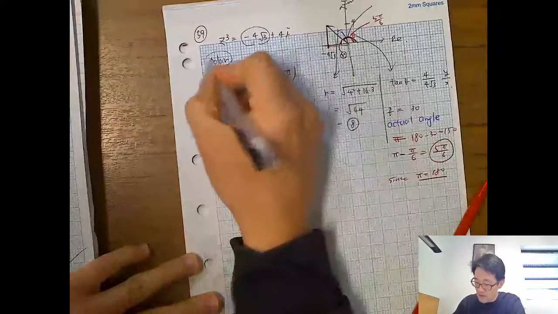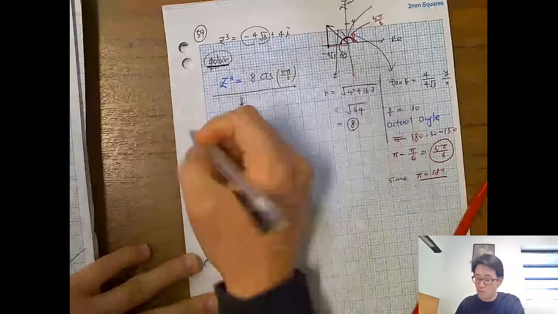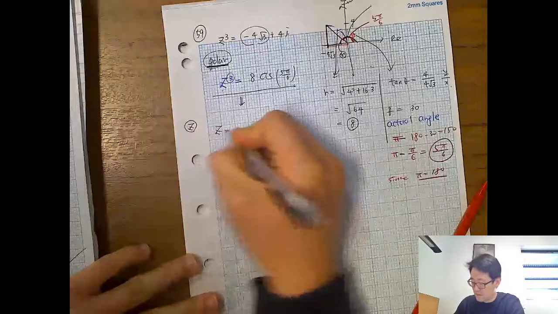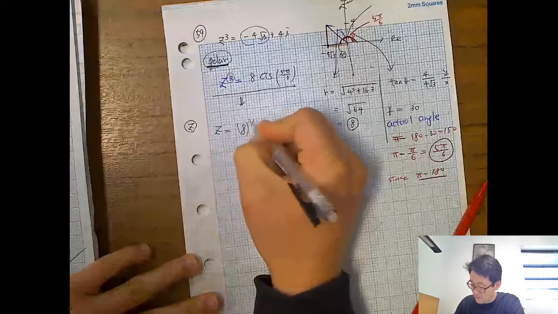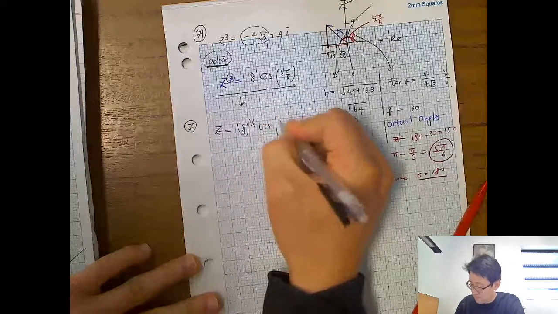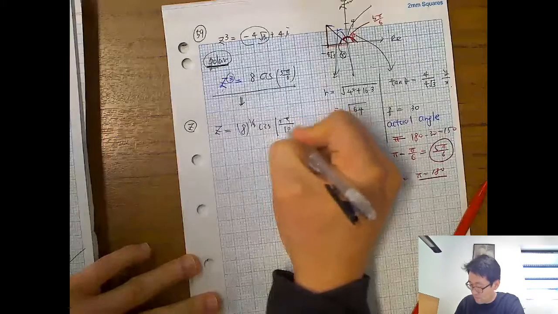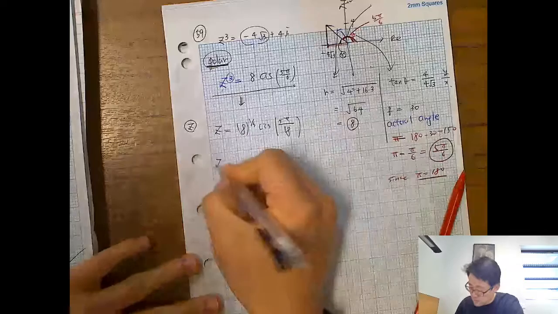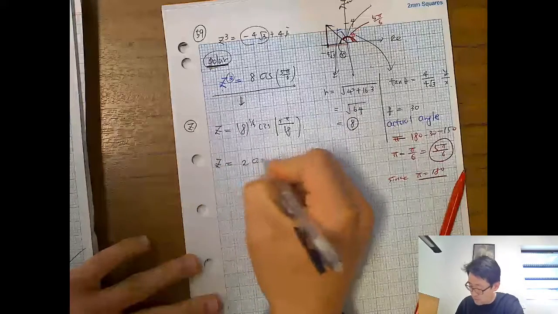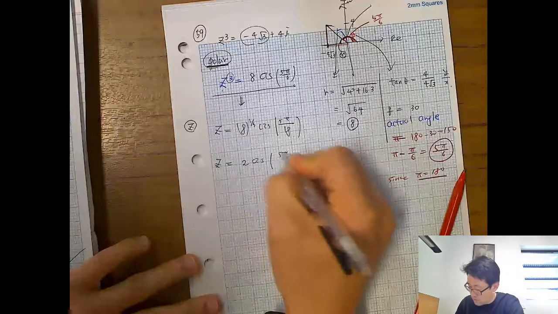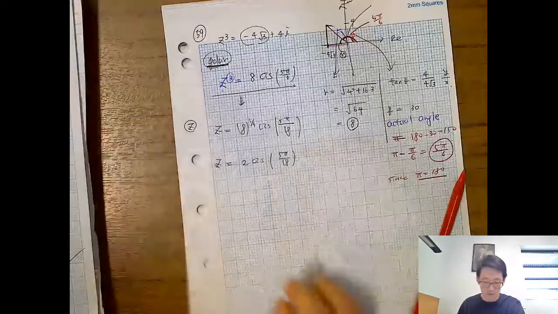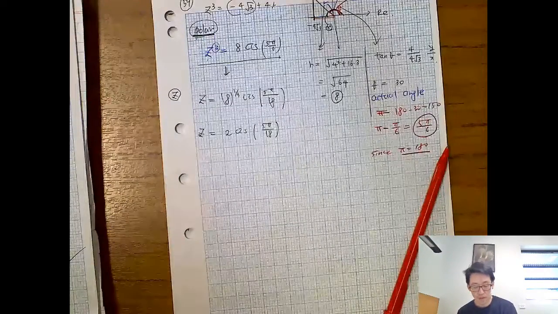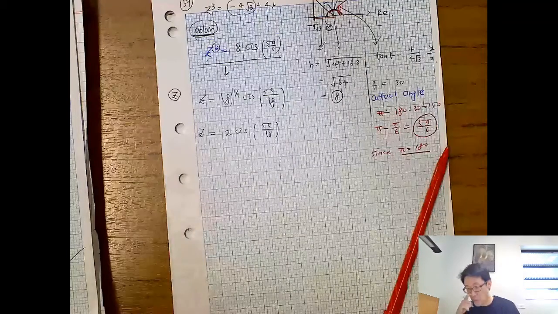Now we have polar form. What do you need to do? We're getting z, not z cubed. So z, good, times 1 over 3. So 2 cis pi over 18. Good. And then what do you need to do?